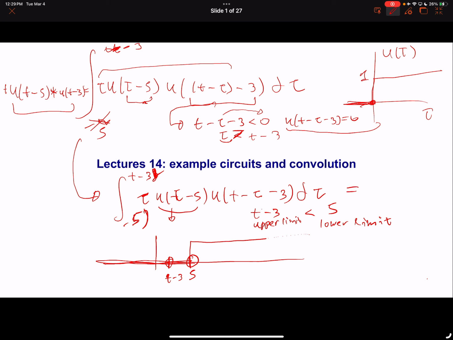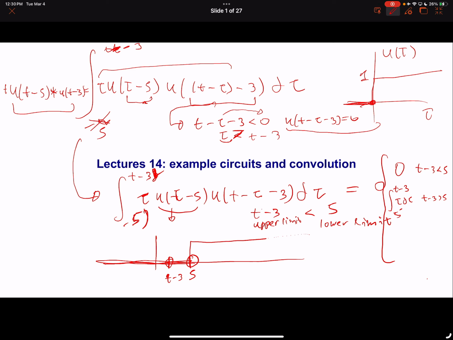So now we're going to get that this is actually equal to 0 whenever t minus 3 is less than 5. And then whenever t minus 3 is greater than 5, we actually have to do this integral, tau d tau, from 5 to t minus 3. Does this make sense to everyone? Yes, no, maybe?